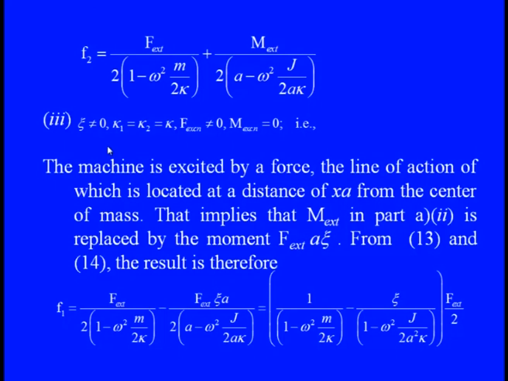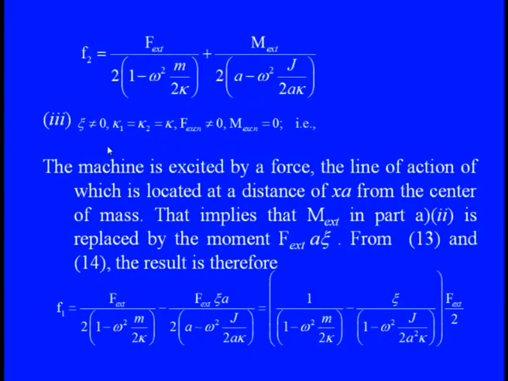The line of action, you see, is located at the distance x into a from the center of mass. The m excitation which was calculated in the previous part is now replaced by the f excitation into the distance, and this distance is a into zeta, because zeta is now present here.